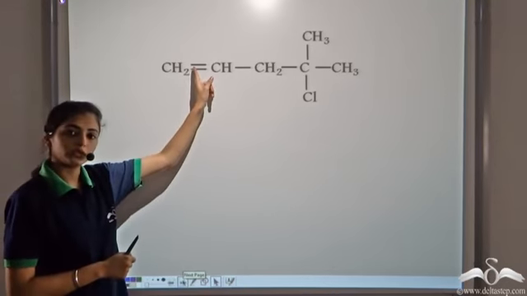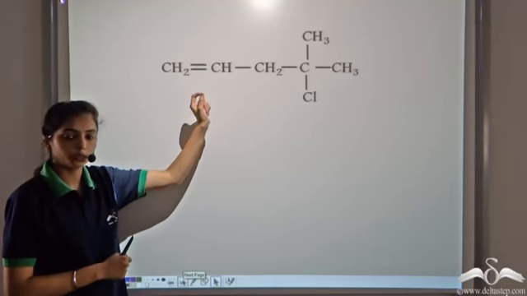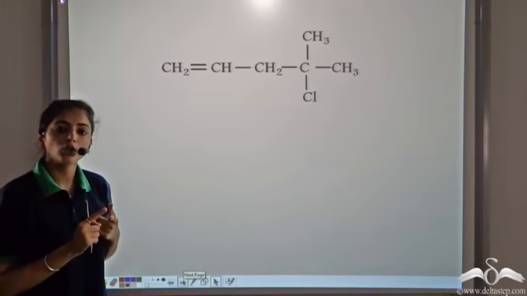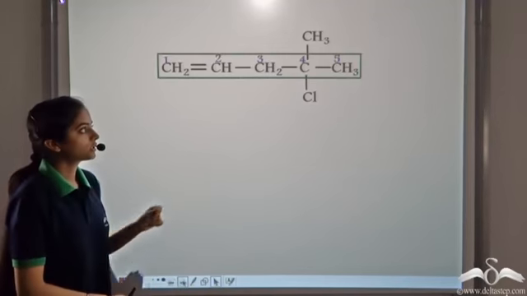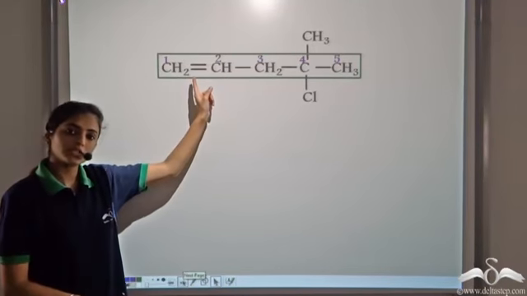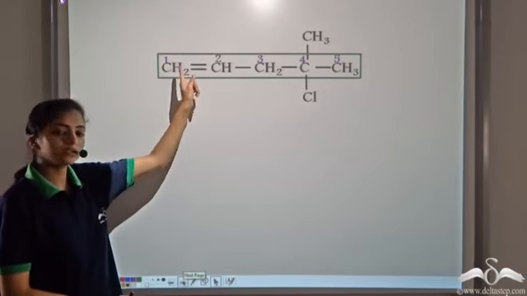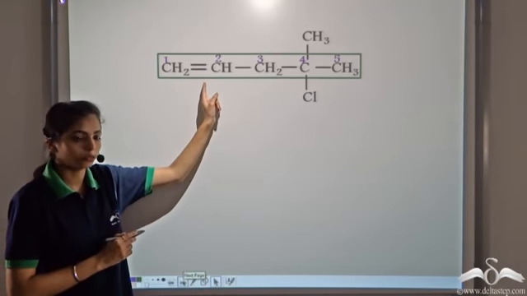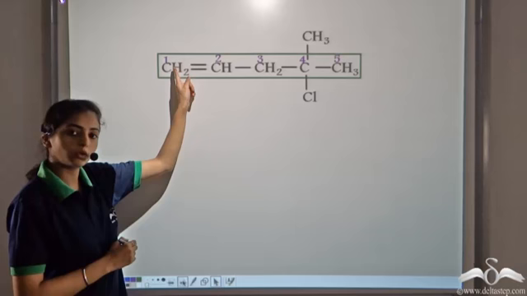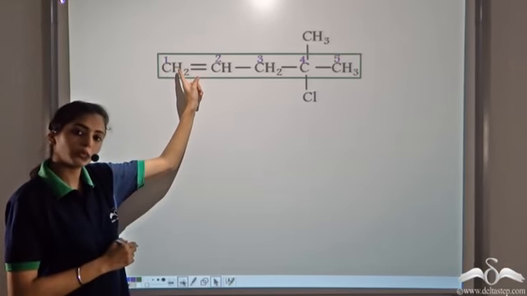We see a double bond, and we know a double bond is a functional group. So the first step is to find the longest carbon chain containing the functional group. So in this case, this becomes the longest carbon chain. We start the numbering from the left because we give the lowest number to the functional group. So if we start the numbering from left, the double bond gets the number 1.